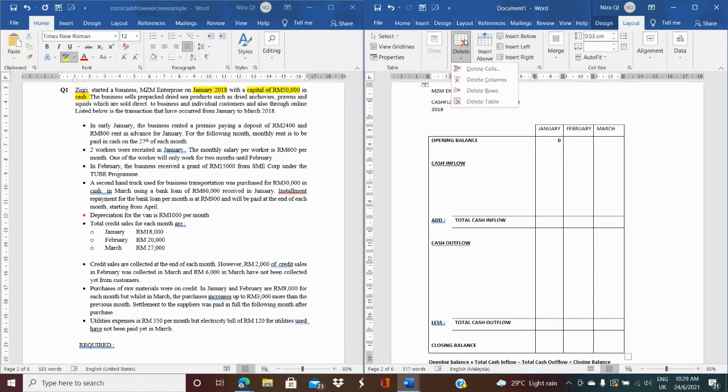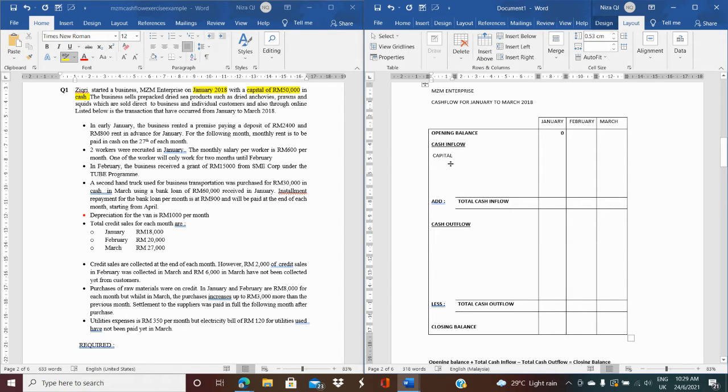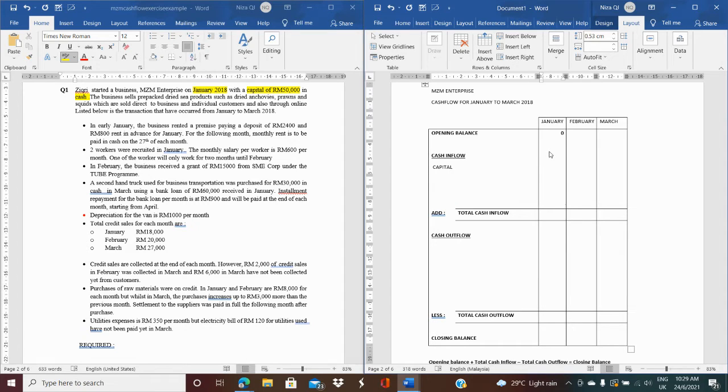Let me delete some rows first. So what is the first transaction? It will be capital. This is an inflow. How much is the capital? Brought in by the owner, it is 50,000. Let me format it a little.